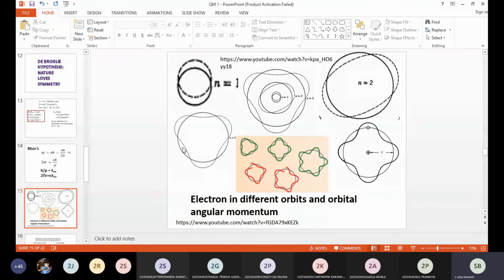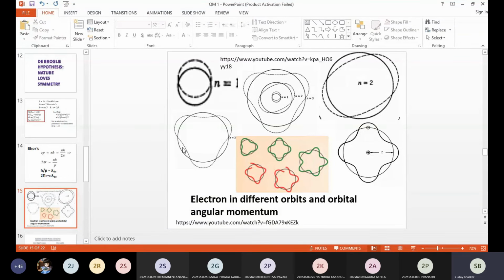So, de Broglie wavelength. What we have seen today is the de Broglie hypothesis that nature loves symmetry, so matter also should exhibit wave nature. Second point: if matter is exhibiting wave nature, then it should have a wavelength, and the wavelength is derived from Planck's law and Einstein's equation, that is lambda is equal to h by p. Very good.